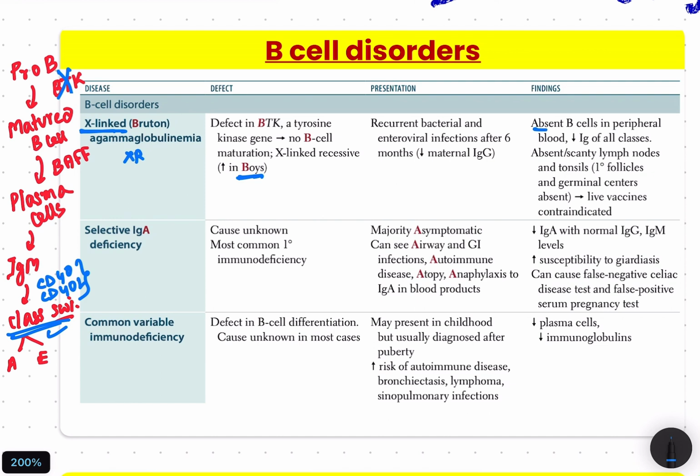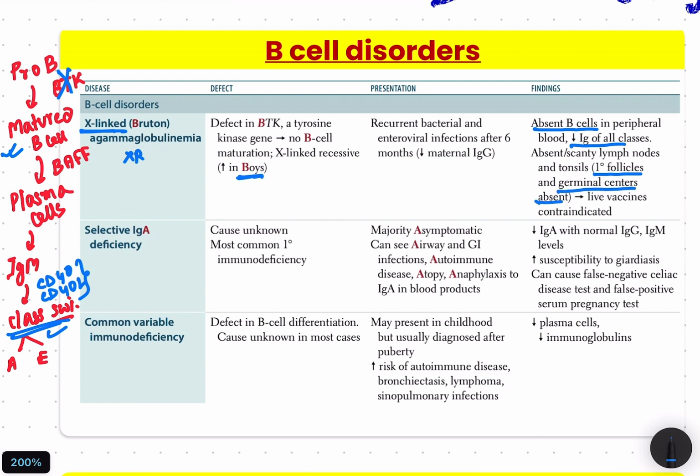So in the periphery you will have absent B cells, and as the B cells are not getting matured, immunoglobulins of all the classes will be absent. It's not only IgA and IgE that are deficient, but IgM, the first class of antibody, will also be decreased here. The levels of antibodies are low, and as the B cells are not maturing, they are not going to form any tonsils or lymph nodes. The germinal centers will be atrophied or absent.